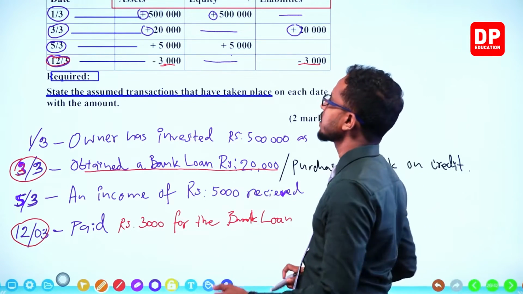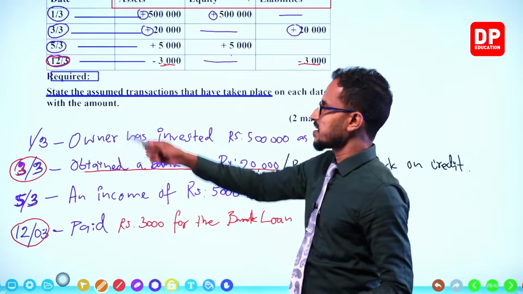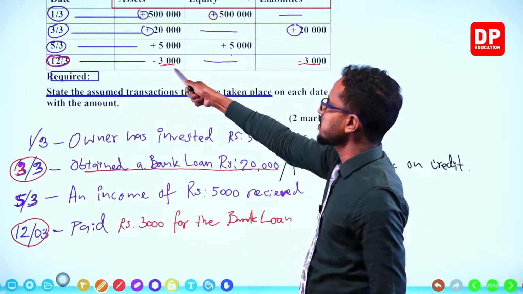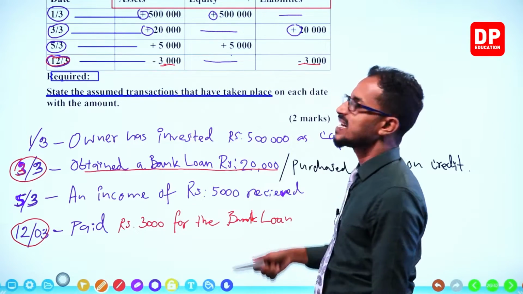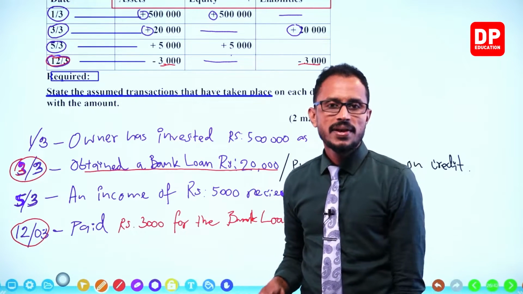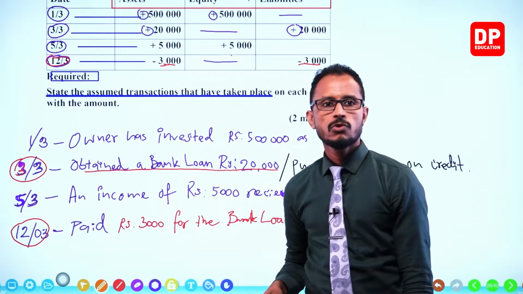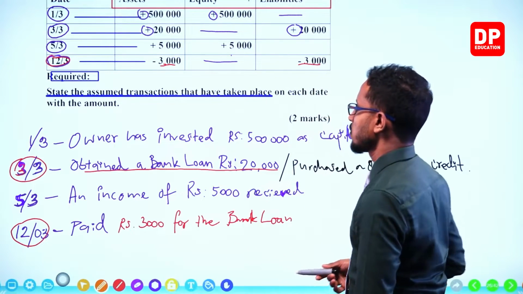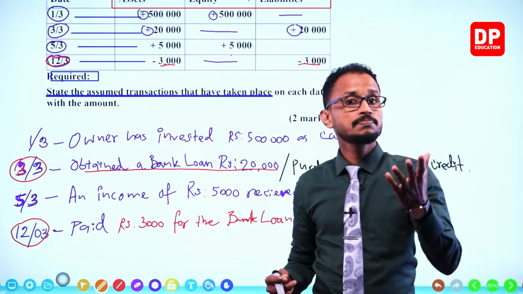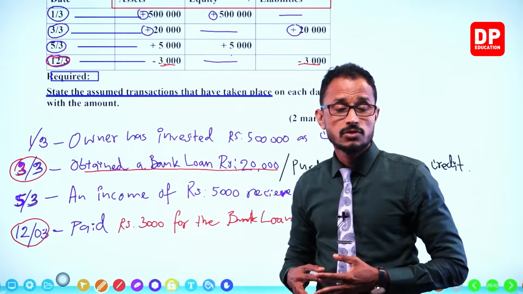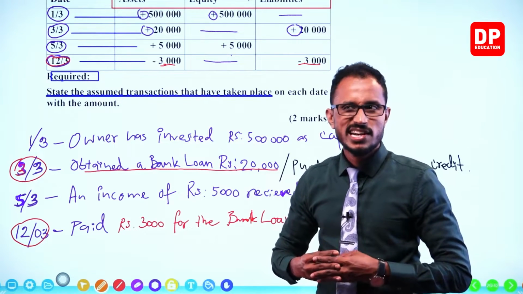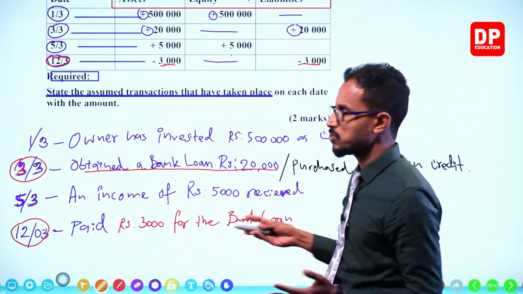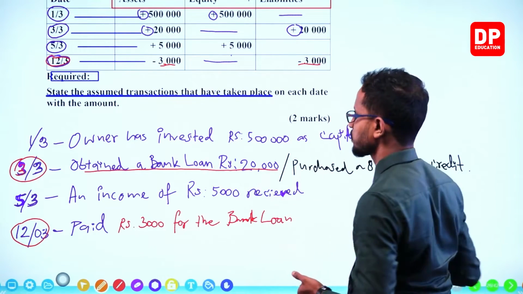Yeah, that's it. There are other options. You can even write "paid 3,000 to trade creditors", "paid 3,000 for suppliers, the creditors for goods", or "settled money, rupees 3,000 to a trade creditor". Those are also okay.